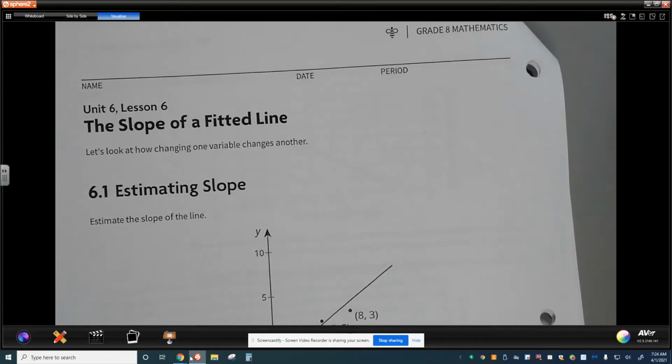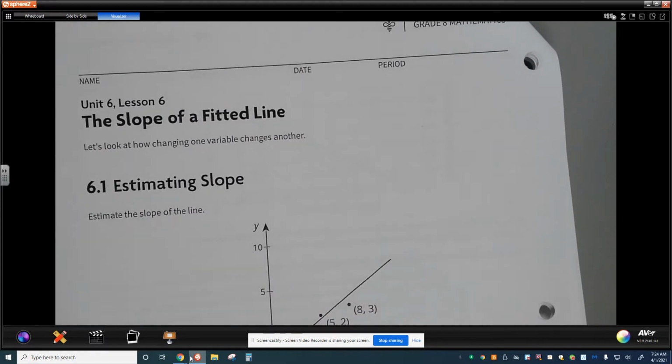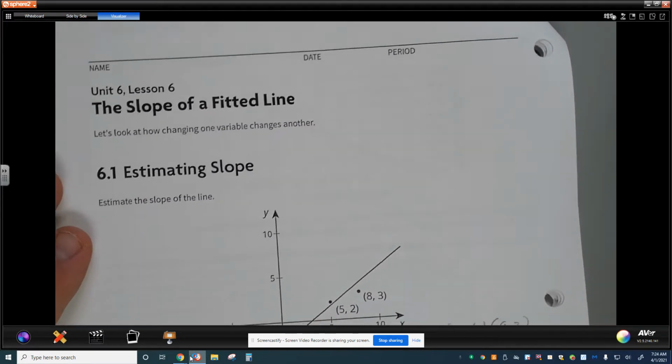We are with Unit 6, Lesson 6, the slope of a fitted line. So today what we're going to look at is working with the slope of a fitted line. Remember that a fitted line is also called the trend line, but it's going to be something that helps us work out information about how data change over a given time.